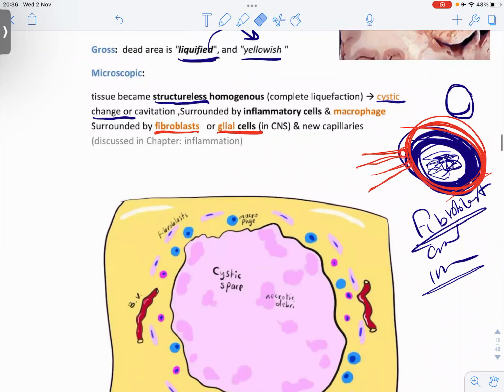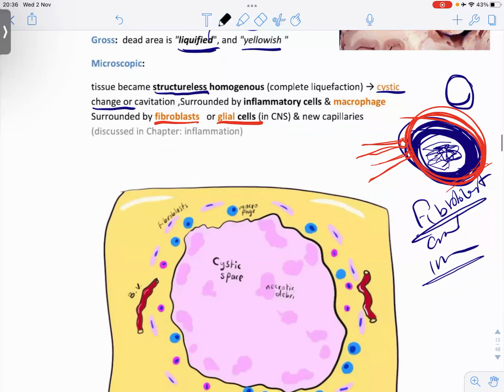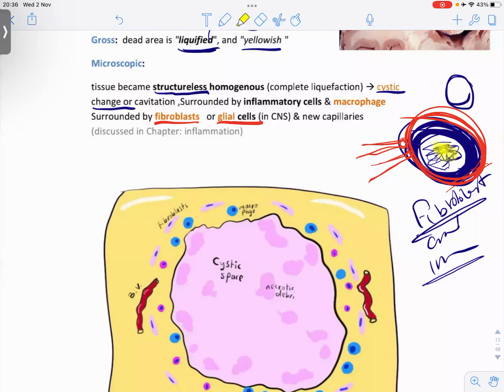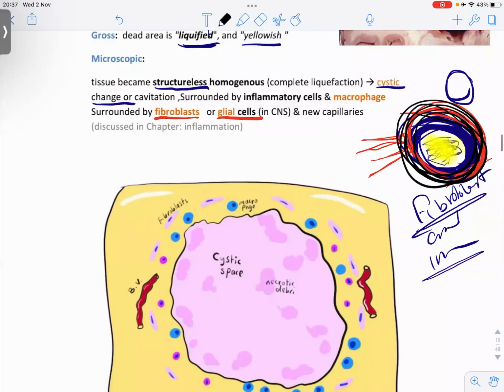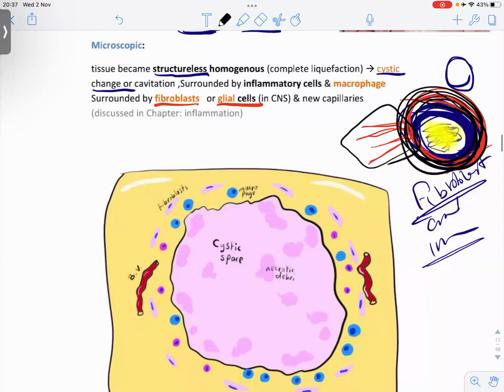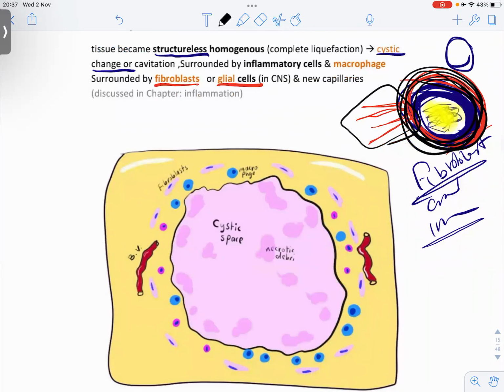And also, we said the microscopic features: there is a white yellowish color surrounded by fibers due to immune cells and fibroblasts, and new blood capillaries. Why? Because your body is trying to solve the problem. Your body is trying to get rid of this pus.